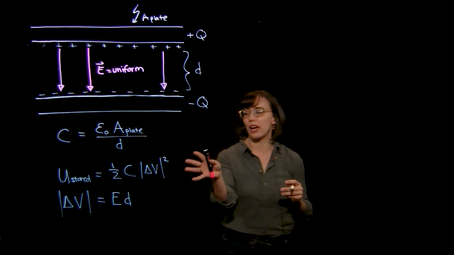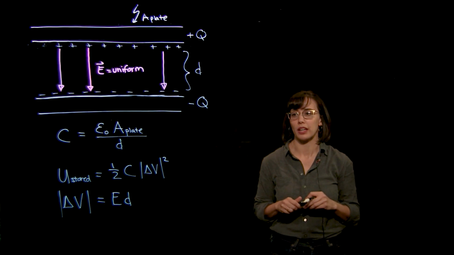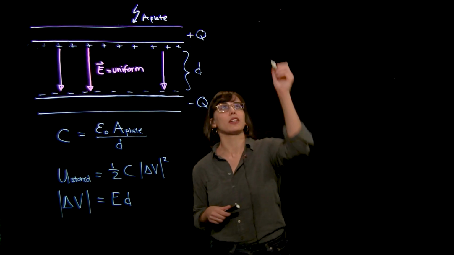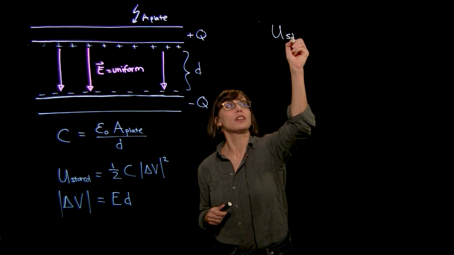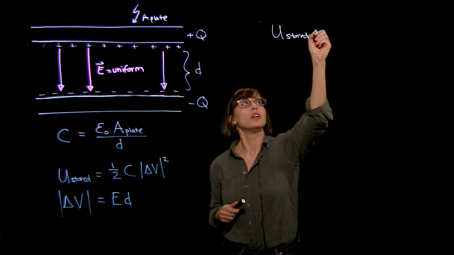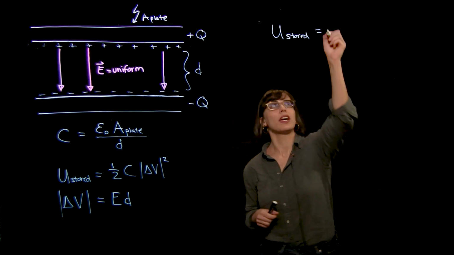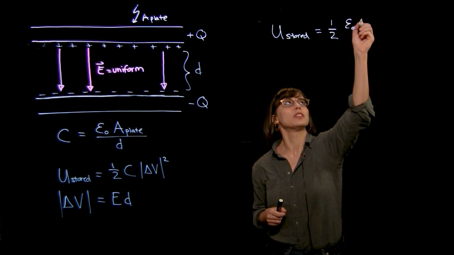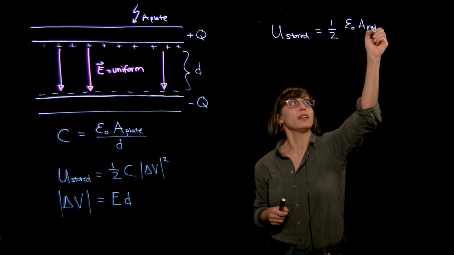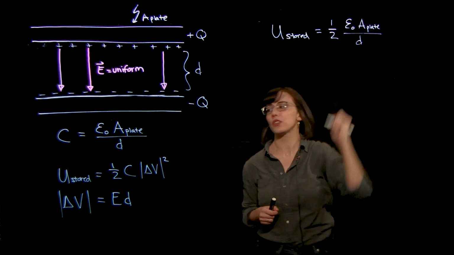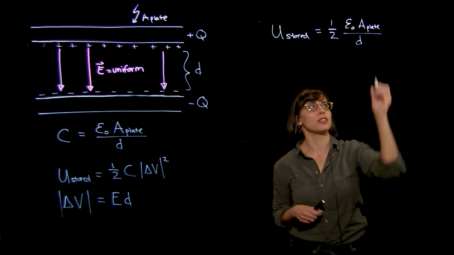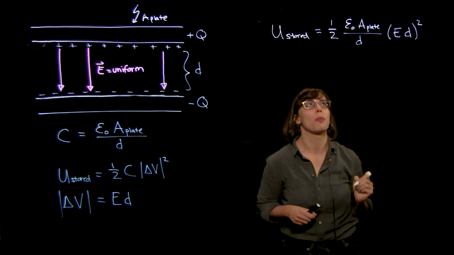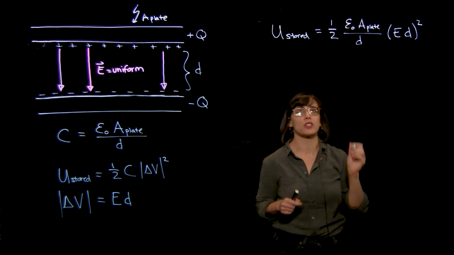So now we can take what we have over here and put it together and see what we can extract about the energy that's stored in this configuration. So let's put all this together. The energy that's stored is equal to, and let me plug it all in, 1/2. My capacitance is epsilon 0 times the area of the plate divided by the distance between the two. And now I have an expression for my delta V, and that is just electric field times the distance, squared. And now all I'm going to do is rearrange this a little bit.